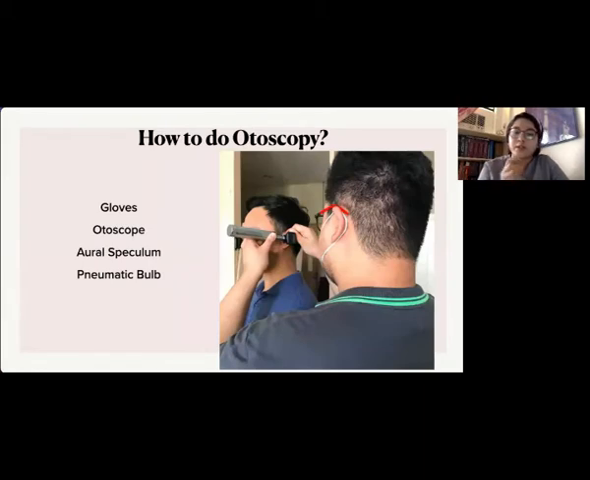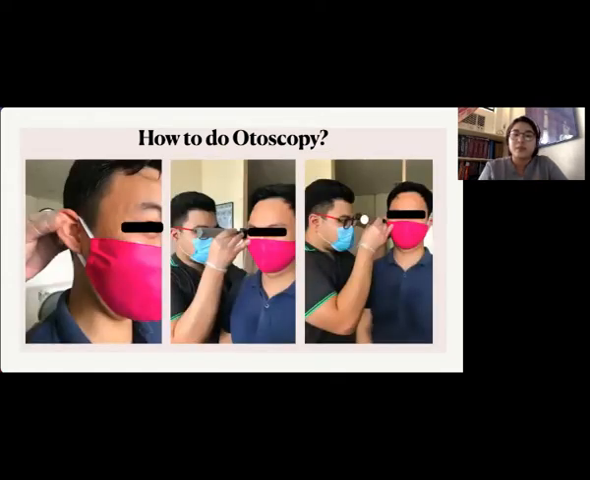So how are you going to do the otoscopy? We need our gloves, otoscope, adequate size ear speculum, and the pneumatic bulb if available. It is important to hold the pinna properly. For adults, we pull it superior and posteriorly, but for pediatrics, we pull it posteriorly and inferiorly. Notice how the examiner is holding the otoscope.